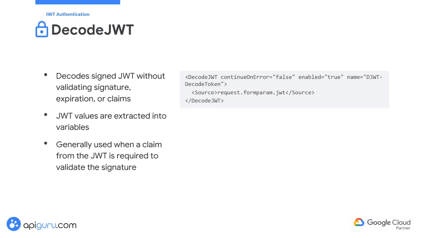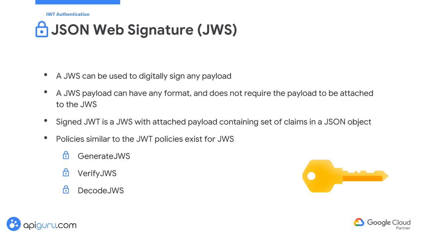The Decode JWT policy decodes the signed JWT without validating the signature, expiration, or any claims. This policy will extract the values in the JWT into variables. The Decode JWT policy is generally used only when the information from the JWT is required to verify the signature. For example, if you allow multiple signing algorithms, Decode JWT might be used to determine the algorithm, and then Verify JWT would be used to ensure the token is valid. Apigee also provides policies for handling a JSON Web Signature or JWS. JWS doesn't require the payload to be formatted or attached to it. A signed JWT is just a JWS with a JSON payload containing a set of claims. There are 3 policies for JSON Web Signatures that are like the 3 JWT policies.